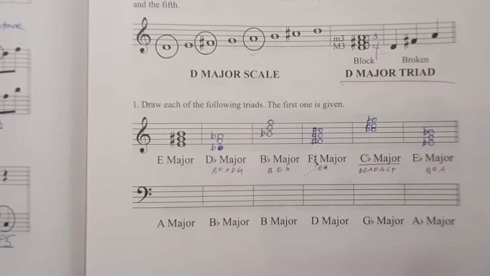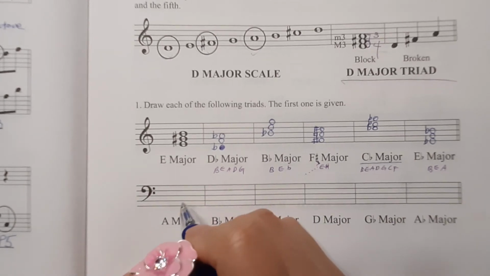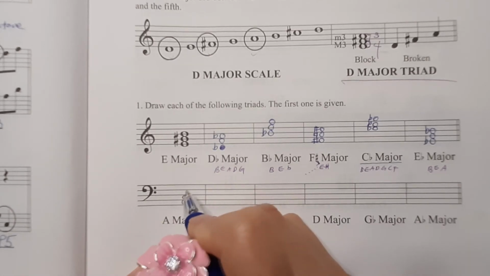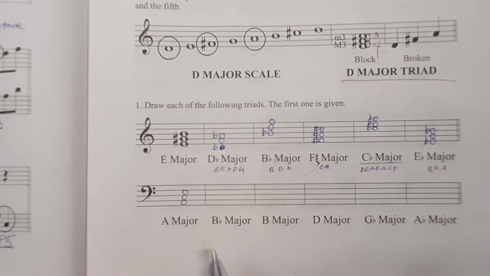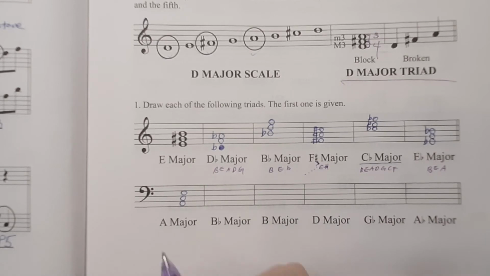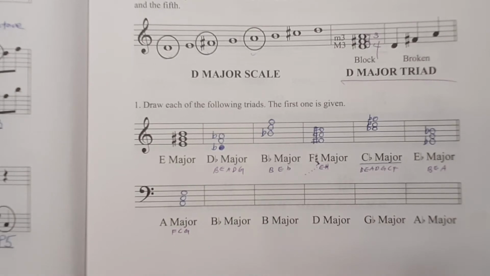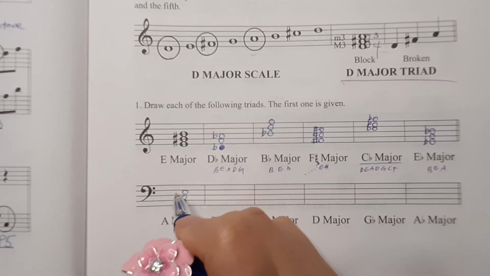These are major triads. Okay, let's do A major, the bass clef. So build a triad first. In the key of A major, what do you have? Sharp keys, right? F, C, and G. G will be the last sharp, okay? Then do you see a C sharp here? Not yet, so sharp it.